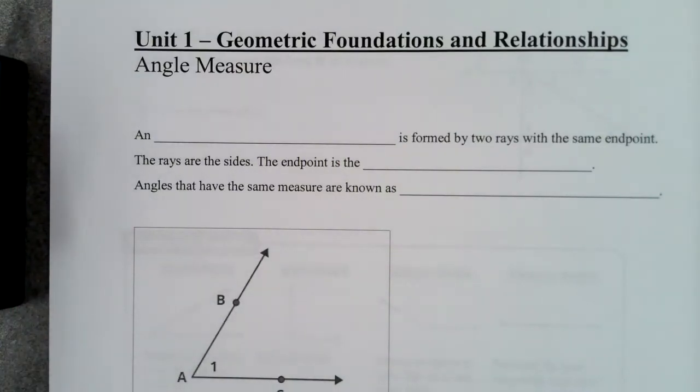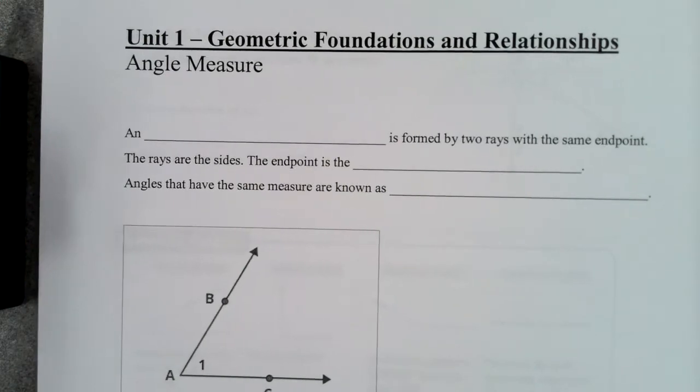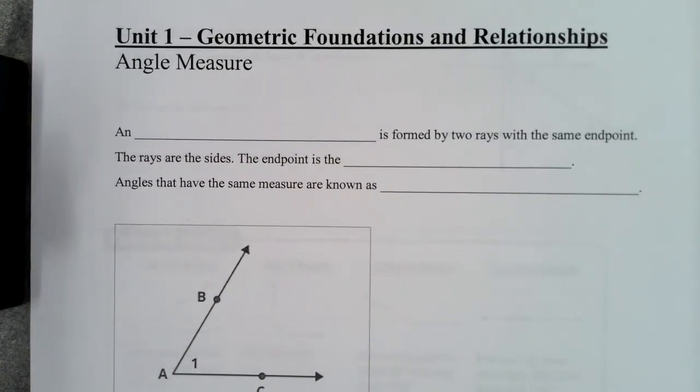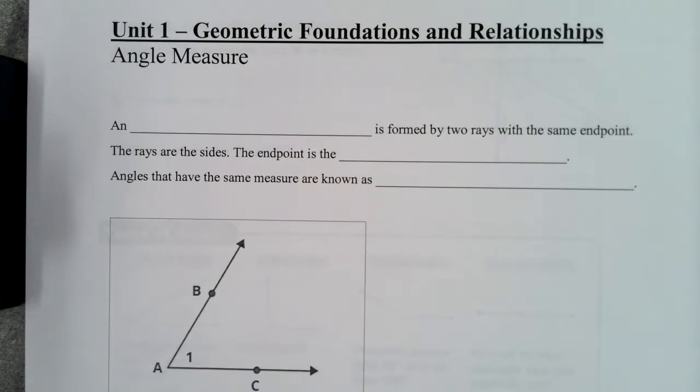Okay, so this is Unit 1. I'm calling it Lesson 4. The lesson is called Angle Measure, so I'm sure you can take a wild guess about what the first definition is. And it's angle.